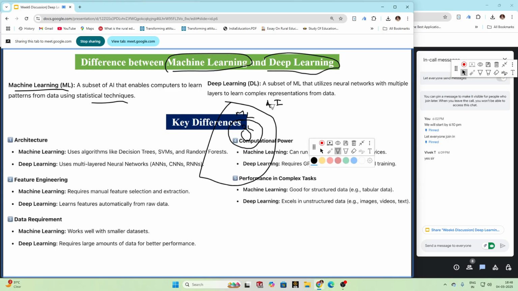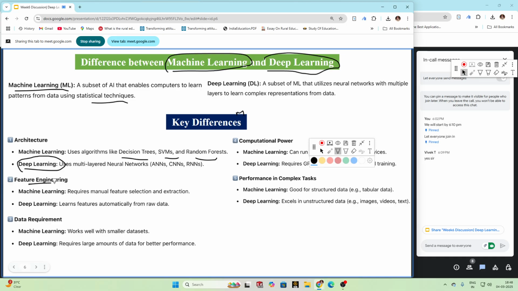Now the key difference, if I do not focus on the definition, but on the other key differences. What is regarding the architecture? Whenever we are talking about machine learning, we use only one type of architecture, either decision tree or SVM or random forest, one type of algorithm. But whenever we are talking about deep learning, as we have different sets of layers, we are using the architecture known as neural network, but for each layer we can apply a different type of function, that is, we can use different activation functions in different layers. So this is the major difference.